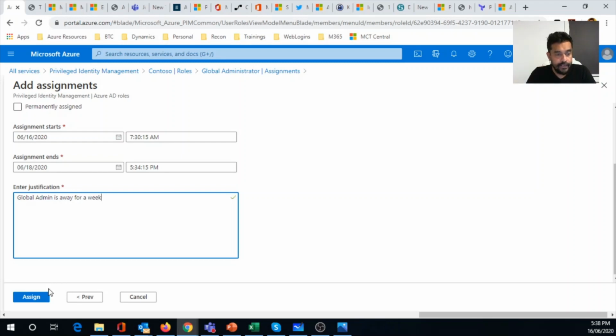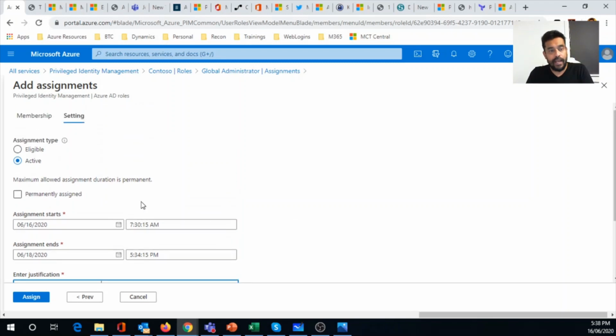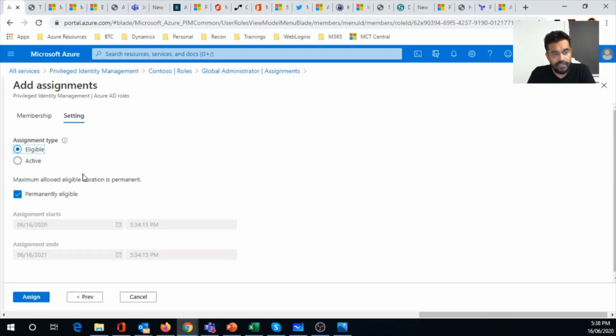So I can assign him permanently, or I can straight away upgrade him to a global administrator only for this time period. Or I can make him an eligible administrator, or permanently eligible. So we are sort of keeping him as a backup global administrator. Whenever the global administrator is away, he can log into his admin portal and request, and a global administrator has to approve it in order for him to become a global administrator.